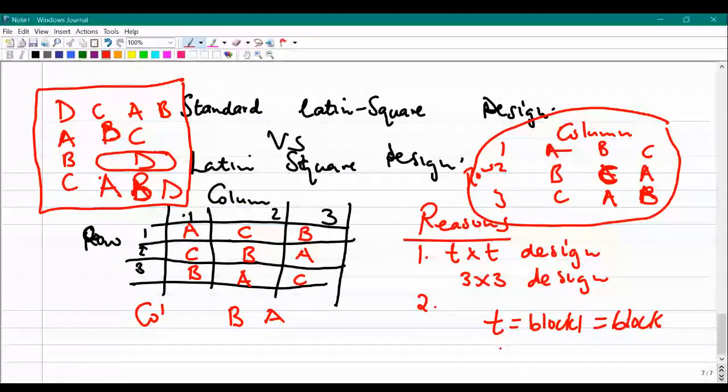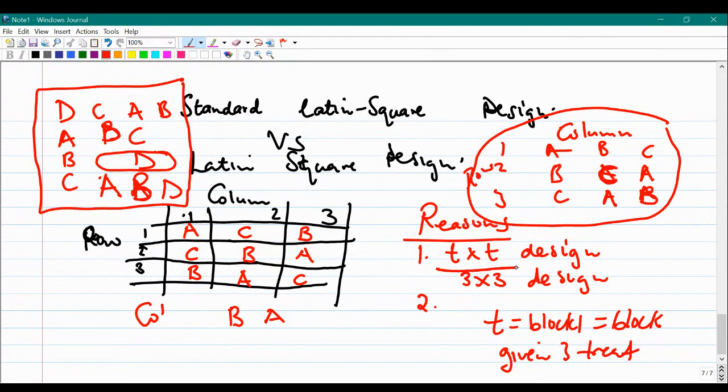So if I say given 3 treatments, suppose this is a Latin square design where your treatments are 3. You cannot ask me how many blocks we have, because you know the definition. This is a T by T design, isn't it? If I give you 3 treatments, you know that we have 3 blocks and all the columns are also 3, and the blocks are also 3, isn't it?